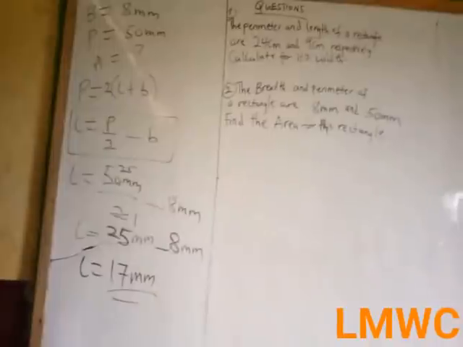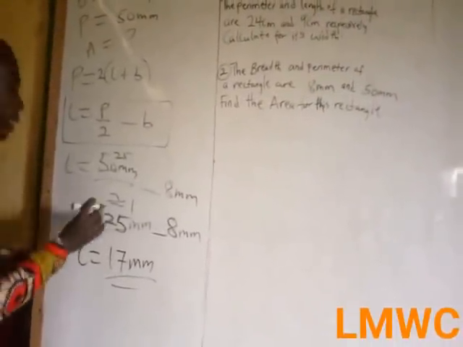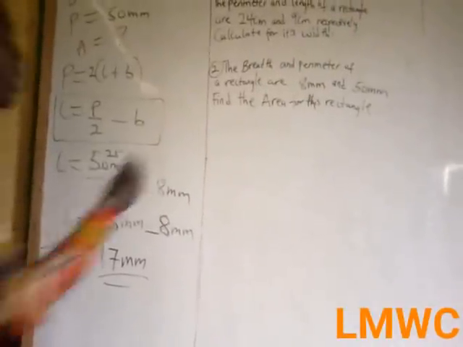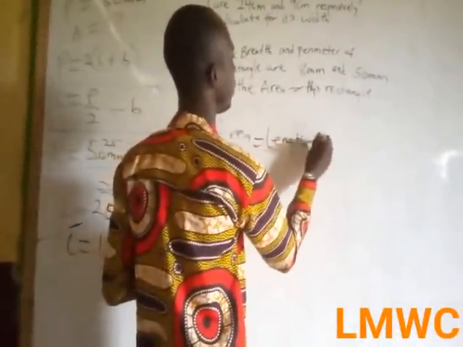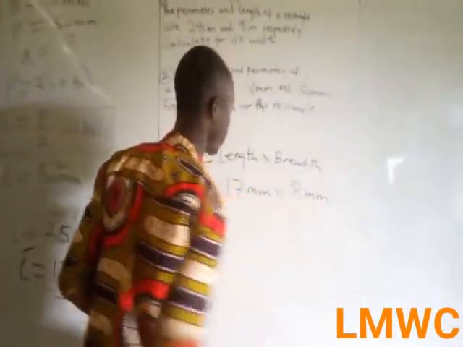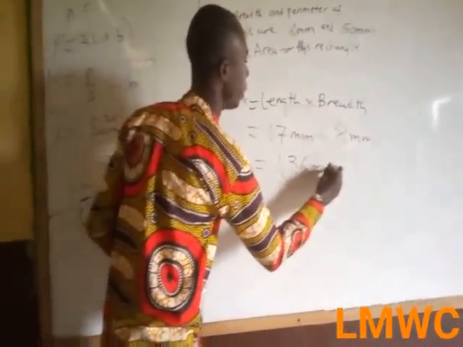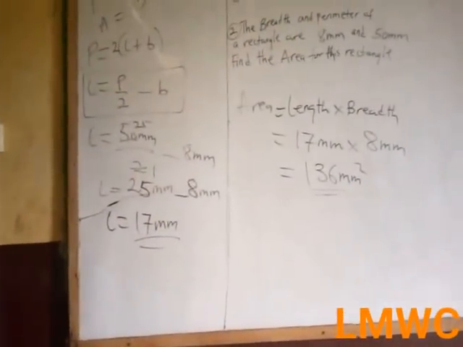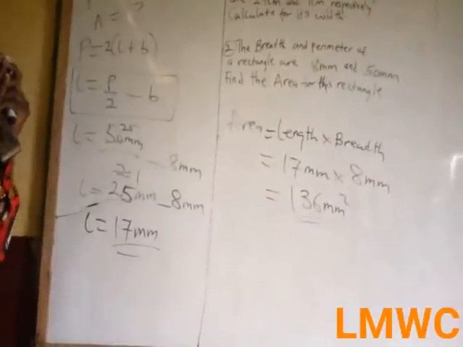You can try the elimination by substitution approach, and you will see you will get the same answer as this. This is very simple once you are using the formula approach. Now you have been asked to calculate for the area. So the area becomes length times breadth. Now we know our length as 17 millimeters times breadth, which is 8 millimeters. So 17 times 8, we have 136 millimeters squared. If you are given a question like this, it's not difficult. Just study the question carefully and know how you go about it.